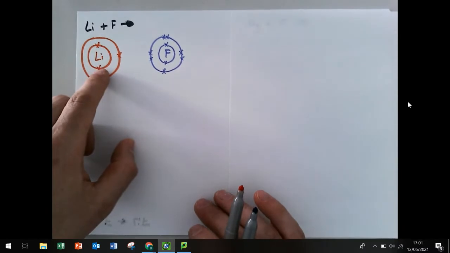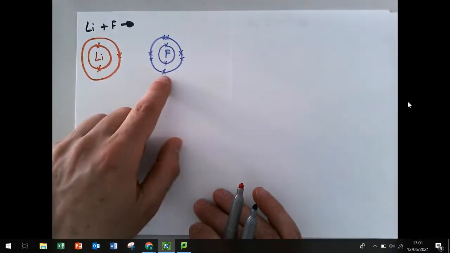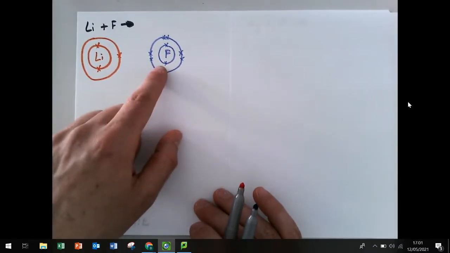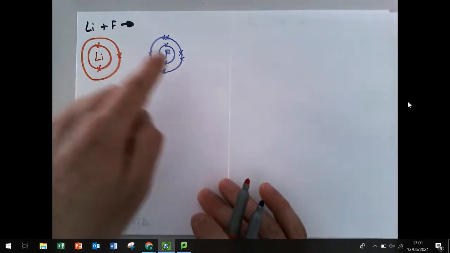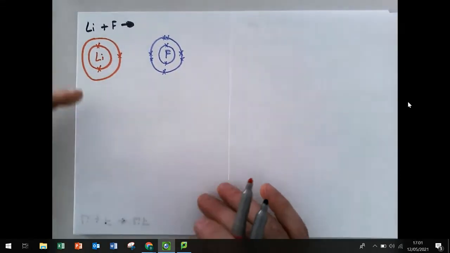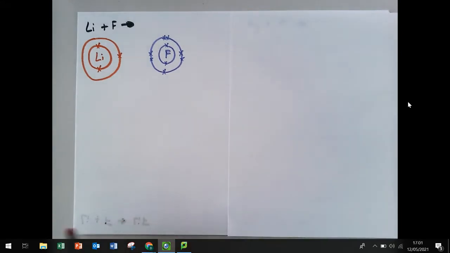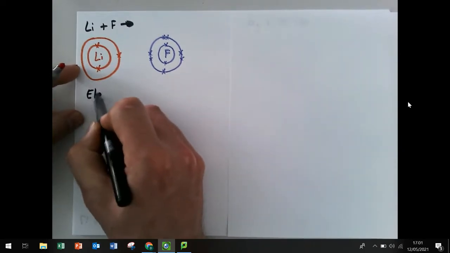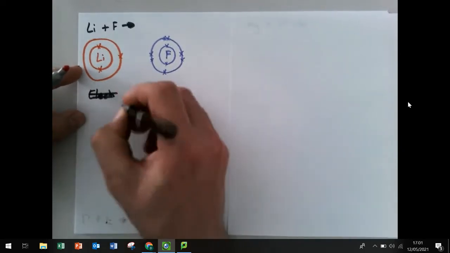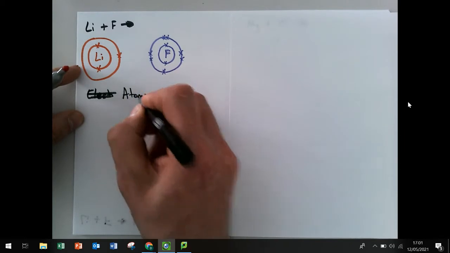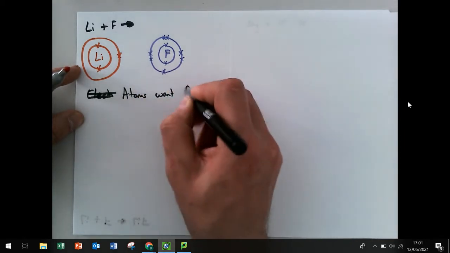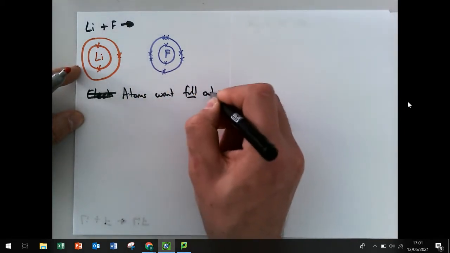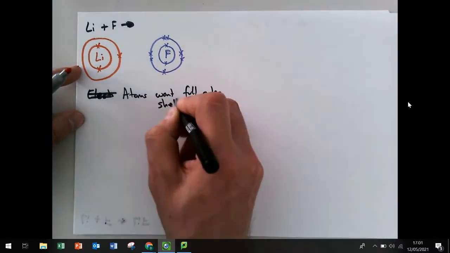structure. So I've drawn already the structure of lithium with its 3 electrons and fluorine with its 9 electrons. And we're going to use this fact to help us work out how it bonds. So we know that electrons always want full outer shells. I'm going to write that down here because it's really, really important. Atoms want full outer shells. This is really, really important.